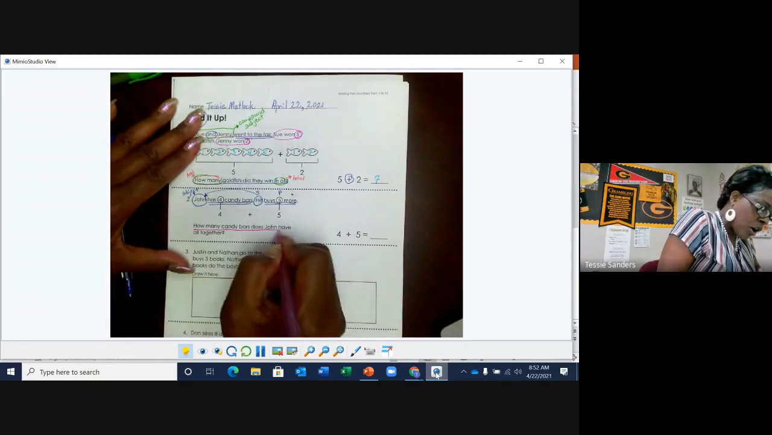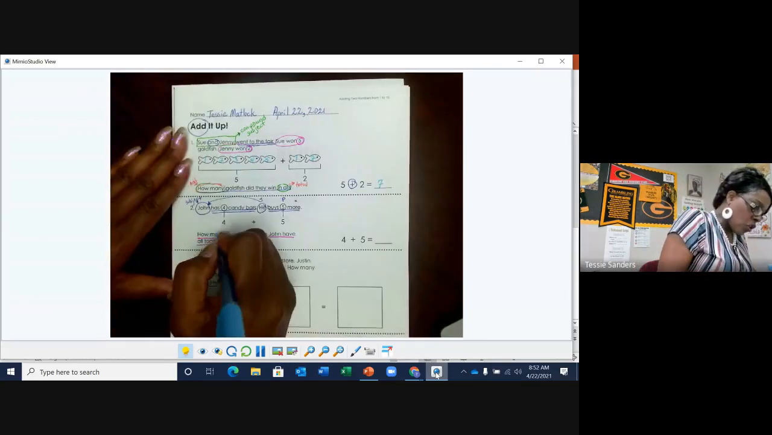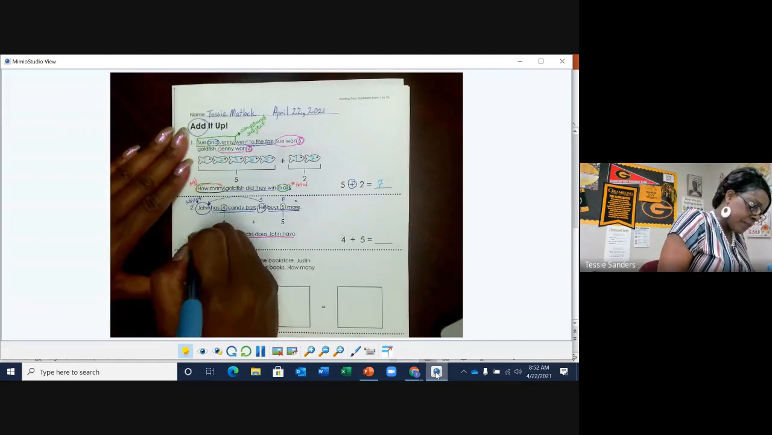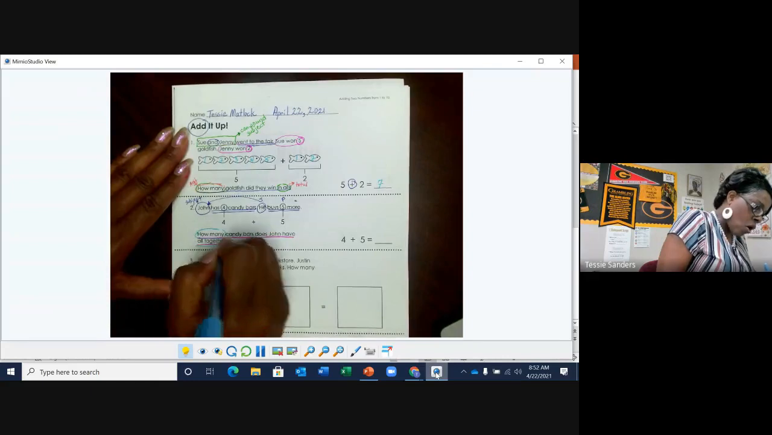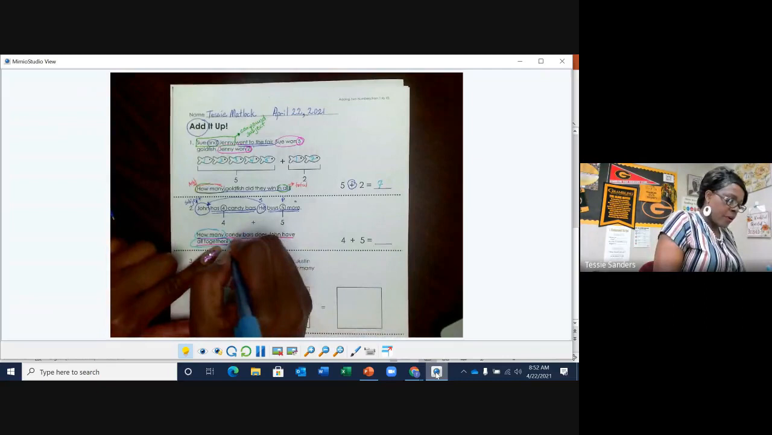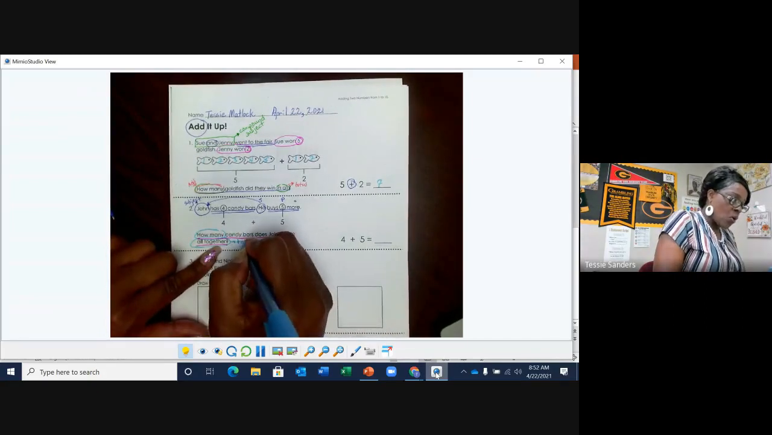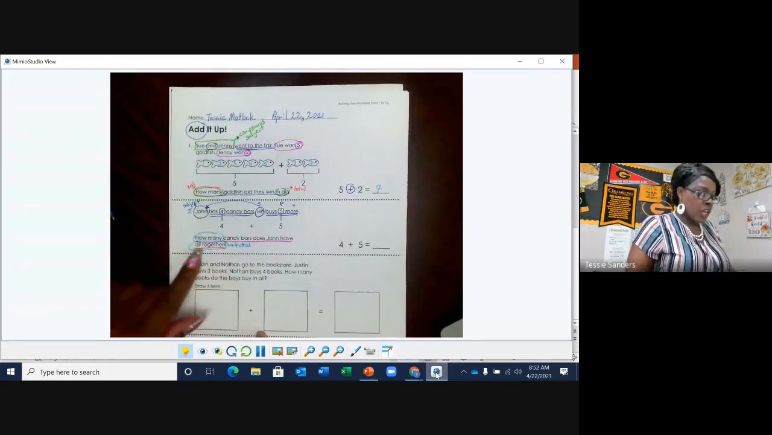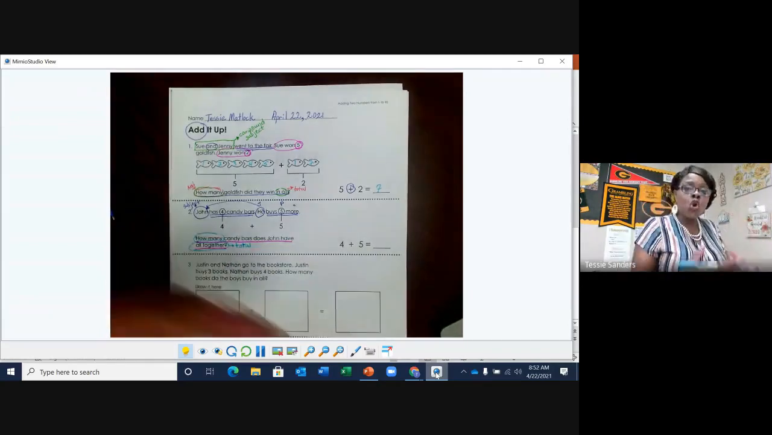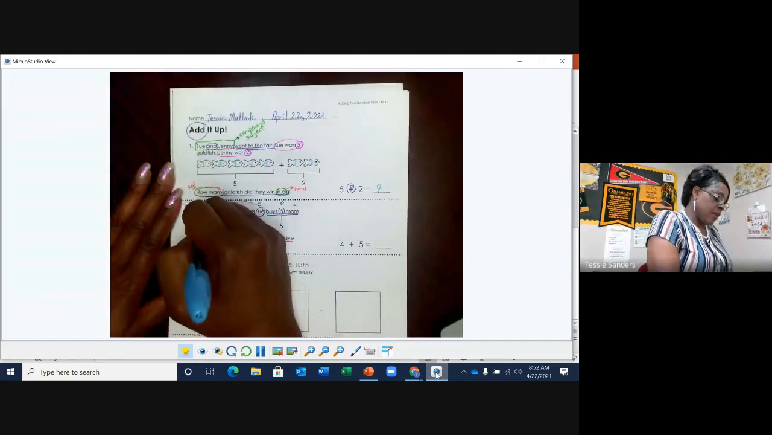Underline your question. How many candy bars does John have all together? Circle how many. Circle all together. All together, again, means total. T-O-T-A-L. We are looking for the total amount. How many, again, means that you will need to add.